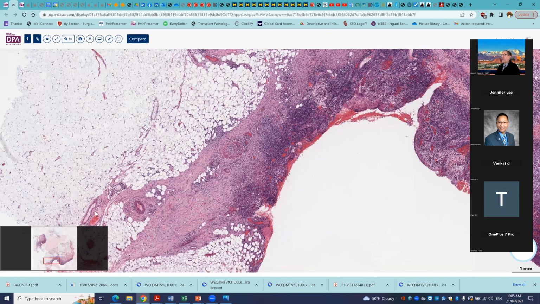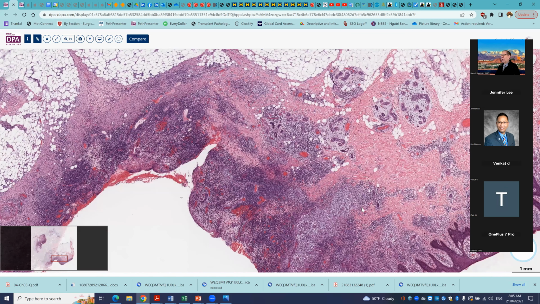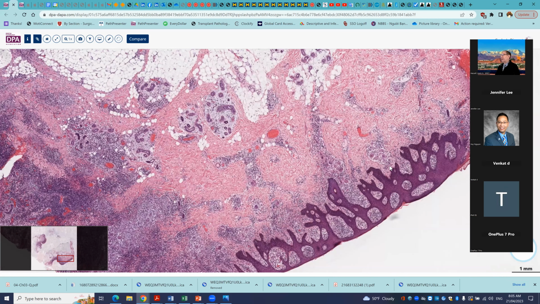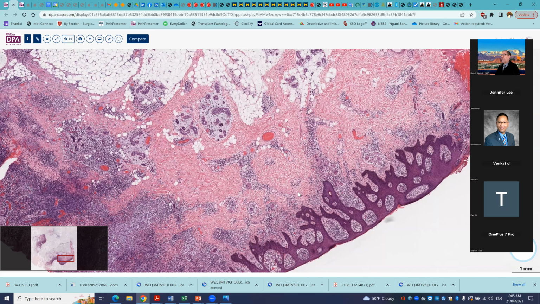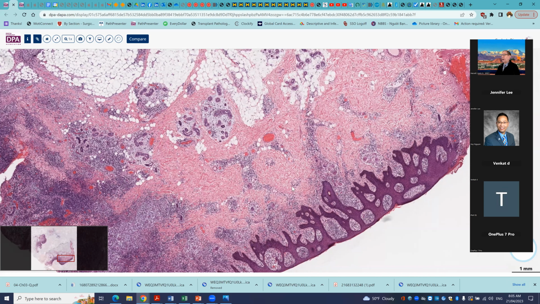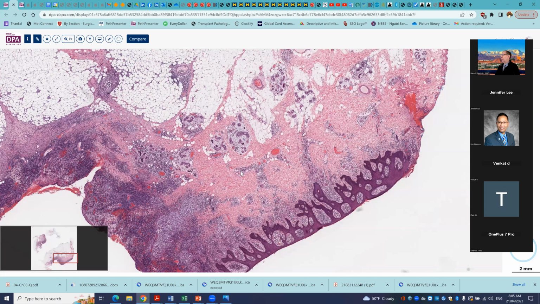But the fact that the areas adjacent here were showing this lesion, or they're showing the giant cell reaction and the superficial inflammation, I think makes a nice case that this is Crohn's disease involving the inguinal area as well as the perianal area in this patient.